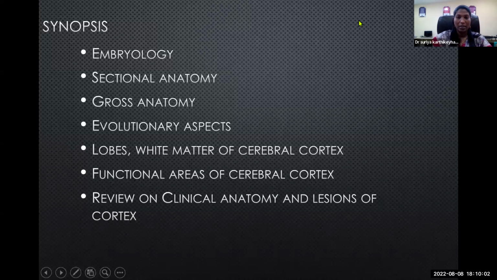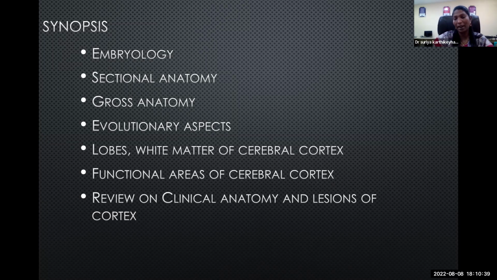At the end of this session, you will know a little bit of embryology. I'm not going to talk about the embryology in detail, but also sectional anatomy. Whenever we read about the cerebral cortex or the brain, the things are explained in different sections. It can be a cross section, a horizontal section, a vertical section, that is sagittal, and coronal sections also. So we need to know about all the sectional orientation. That is the basic anatomy we need to know.